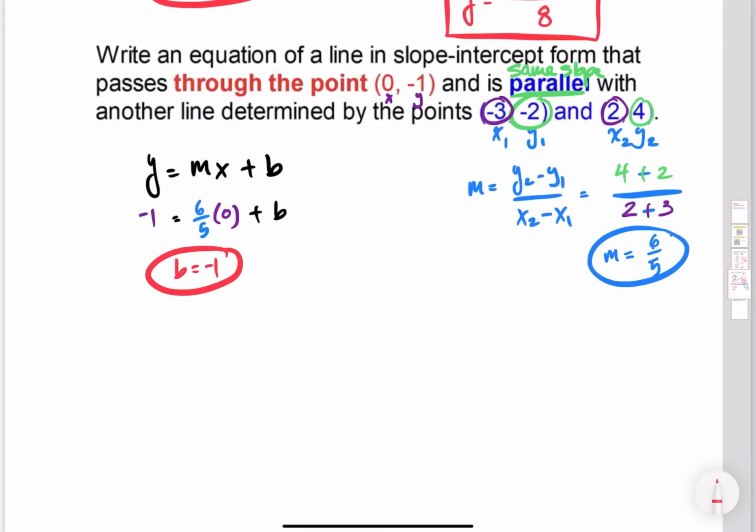Okay, so I'm going to take that b value, I'm going to take that m value, and I'm going to write out my equation. Y is equal to 6/5x minus 1.